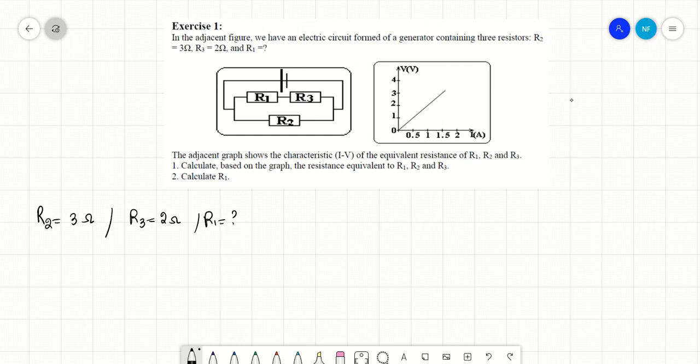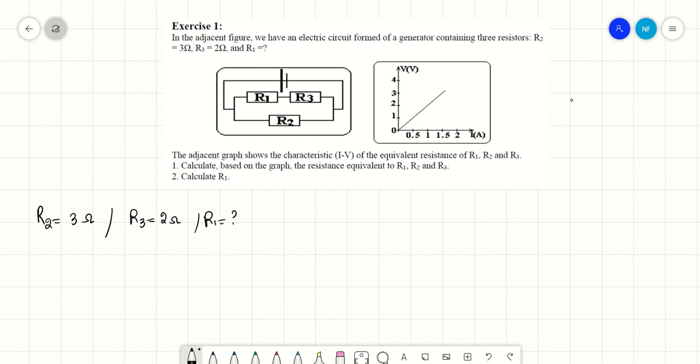First, this is the circuit containing a battery or dry cell supplying a voltage UPN, and we have 3 resistors. R1 and R3 are connected in series, and R2 is connected in parallel to both of them. And also we have this characteristic VI curve.